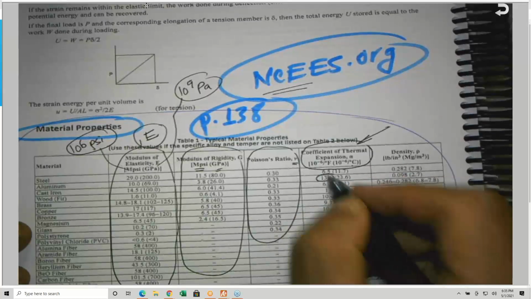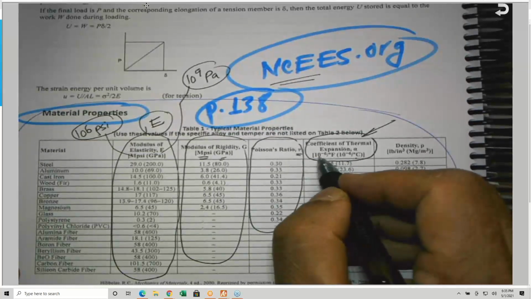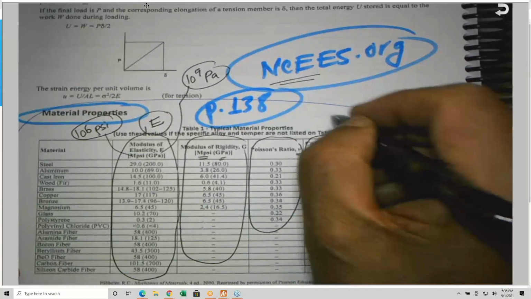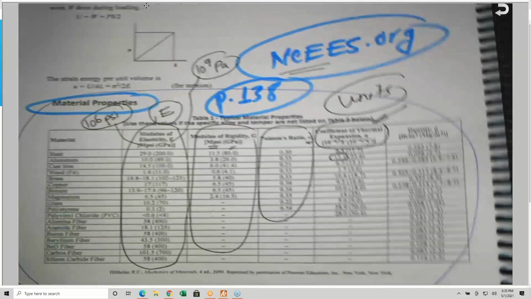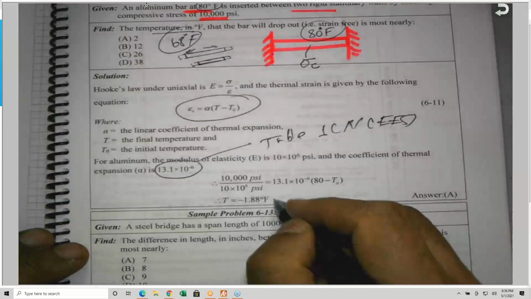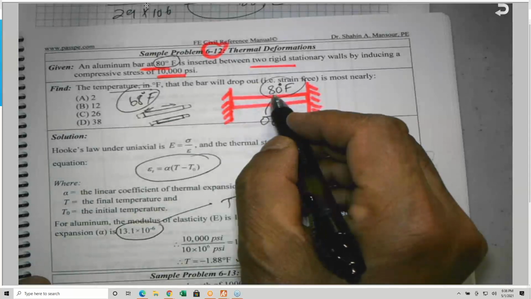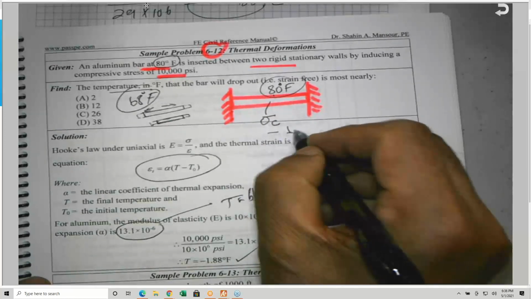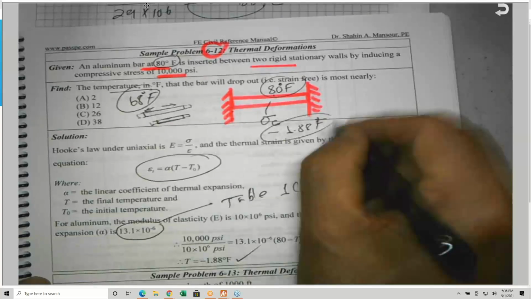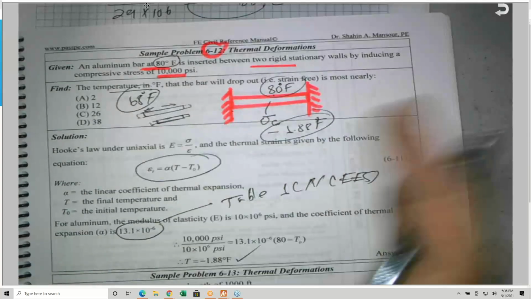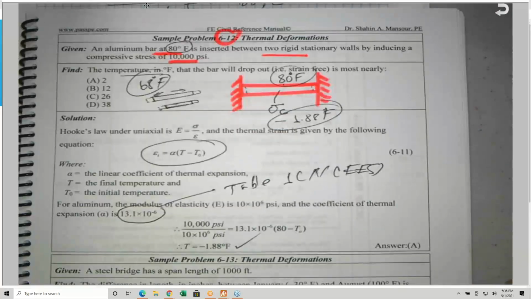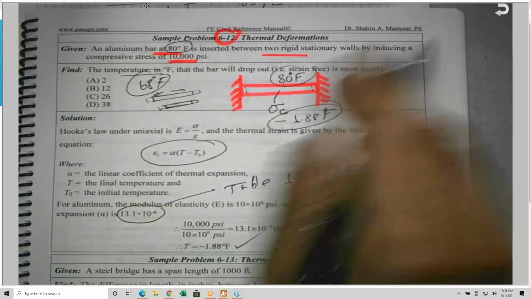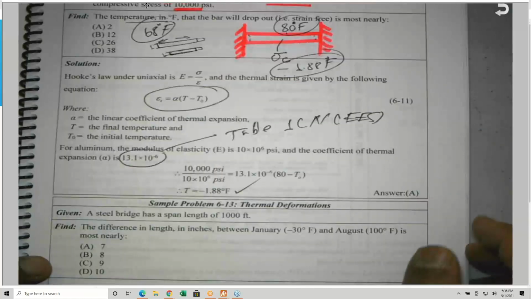13.1 times 10 to negative 6. It says here negative 6, so be careful with units. Units are a source of errors or mistakes. Okay, so I plug it into the equation and I end up with a temperature of negative 1.88. So we need to lower the temperature from 80 Fahrenheit to negative 1.88 in order for this bar to drop out, because as we lower the temperature, it will shrink. It will shorten in length until it is stress-free when it drops out. Okay, so it's very good.